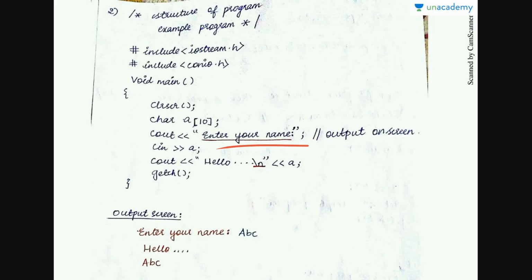Hello is within the double quotes, so that gets printed. And then we have a new line character \n, so the pointer goes to the next line, and then A gets printed. What is A? A is holding your name.